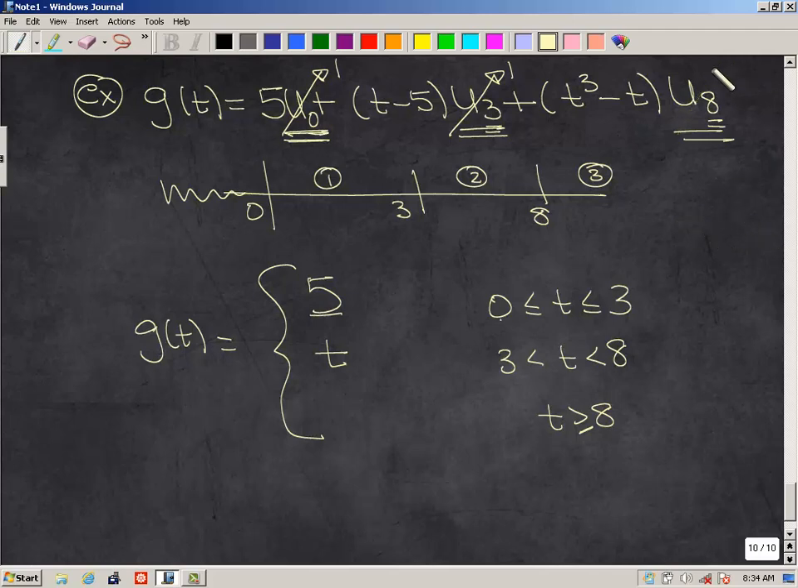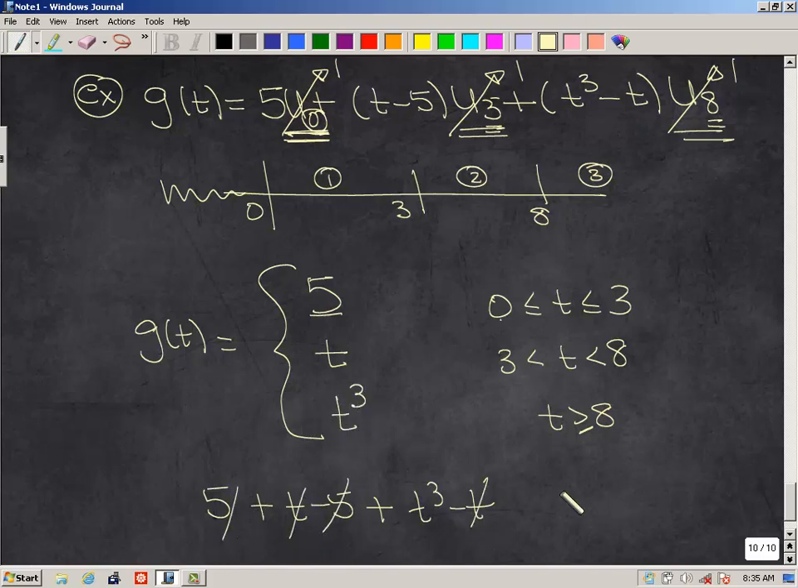And then the last region, t is greater than 8. If t is greater than 8, this one is still going to be on because it came on at 0 and stays on. This one came on at 3 and stays on, so it's still going to be on at 8. And this one comes on at 8, so this is 1. So what do we have? We'll have 5, because 5 times 1, plus (t minus 5) times 1 is t minus 5, plus (t cubed minus t), because times 1 is that. The t's cancel, the 5's cancel, so we get t cubed. Okay, so that's what we end up with.